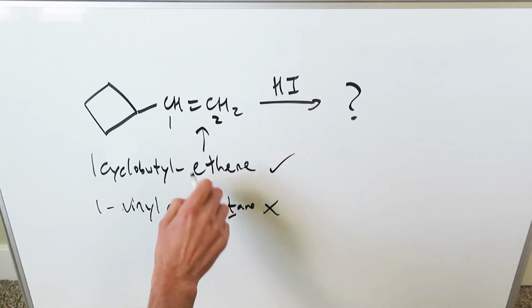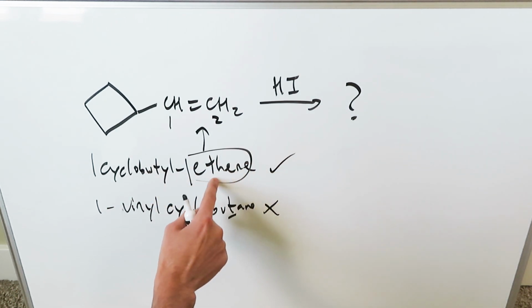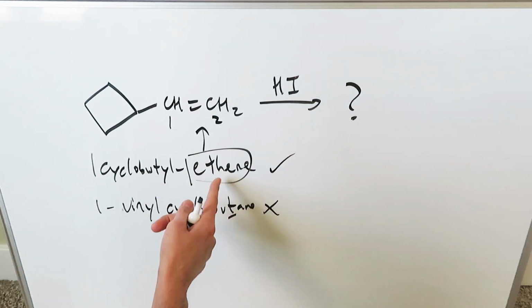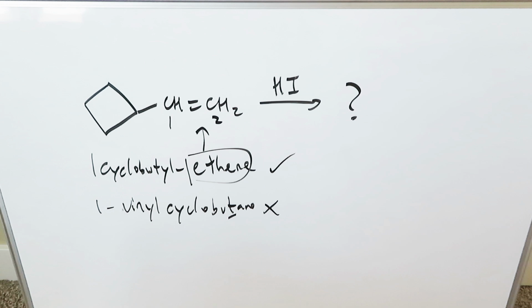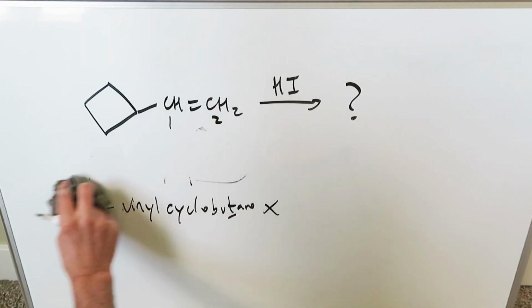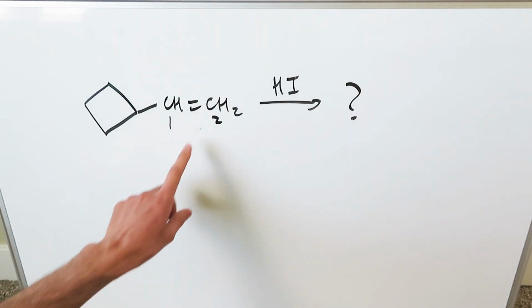This is right because the alkene is higher precedence than an alkane. You will name this as your parent compound and this as your attachment. 1 cyclobutyl ethene in the presence of hydroiodic acid. What are you going to see? You know you're thinking here about an addition reaction via a carbocation intermediate. Now what is the end result?